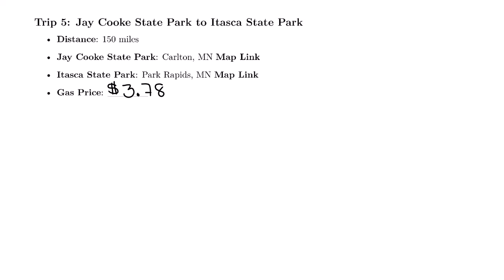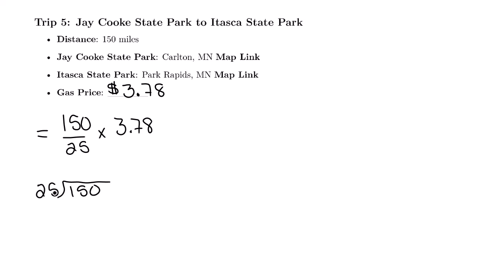All right, I think we're going to do this one. Let's write out our formula. We're going to have 150 miles. Now we're getting 25 miles per gallon times $3.78, because that's how much the gas is when we filled up. We need to convert 150 divided by 25. I believe we might have already done this, but it doesn't hurt to do it again.